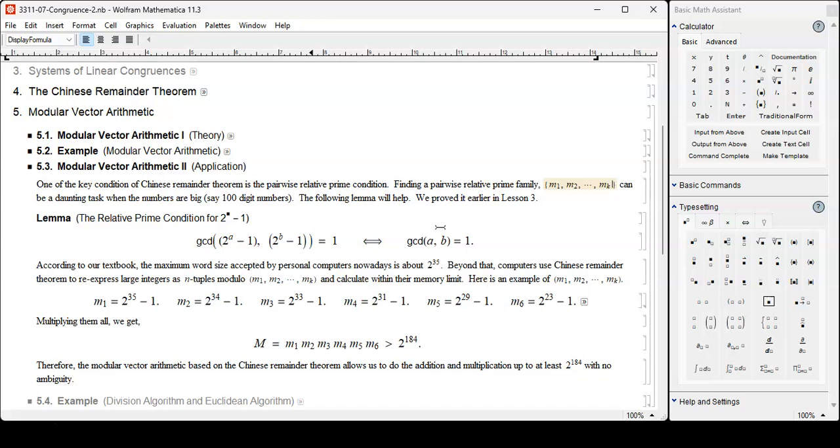And for 2 to the 35th power, what we want is some m values that are close to 2 to the 35th power that are relatively pairwise relatively prime. How do you get those? Well, our textbook gave us one quick way.